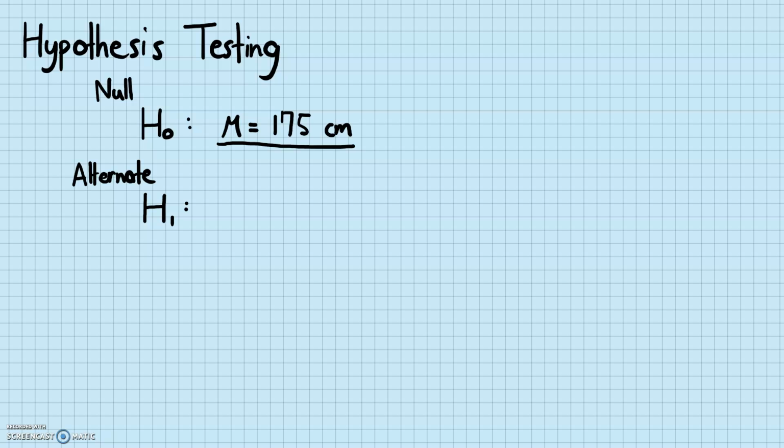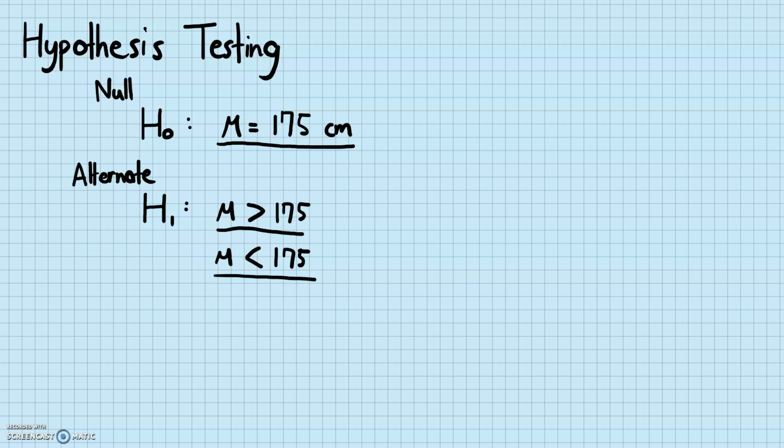Okay, and let's say that if you want to prove that the mean height is actually taller than 175, then you would make the alternate hypothesis that the mean is greater than 175. Or if you want to prove that the mean is shorter than 175, then you would make the alternate hypothesis that the mean is less than 175. Okay, so depending on what your position is, if you want to prove that it's greater or if it's less, these would be your alternate hypothesis.